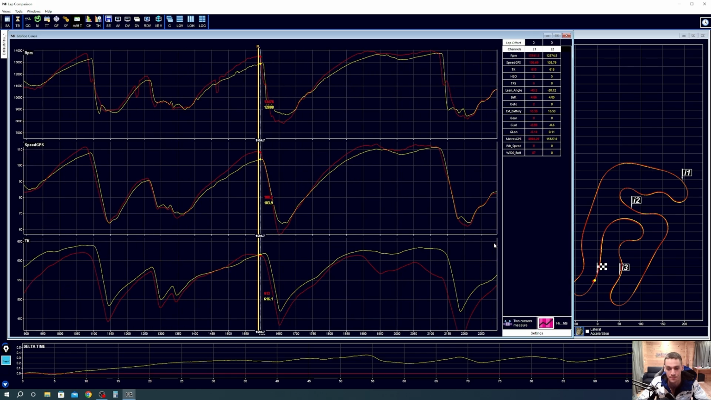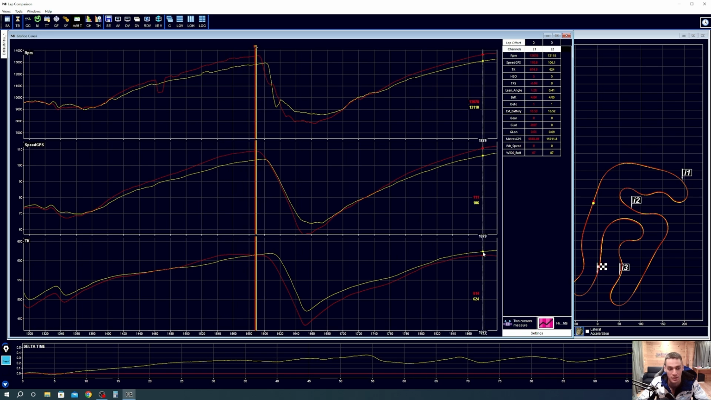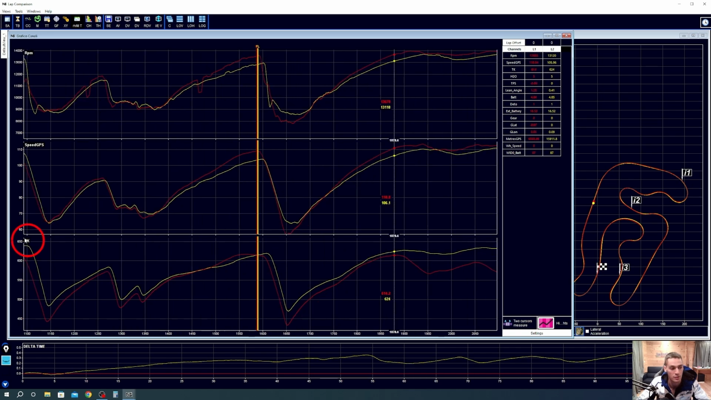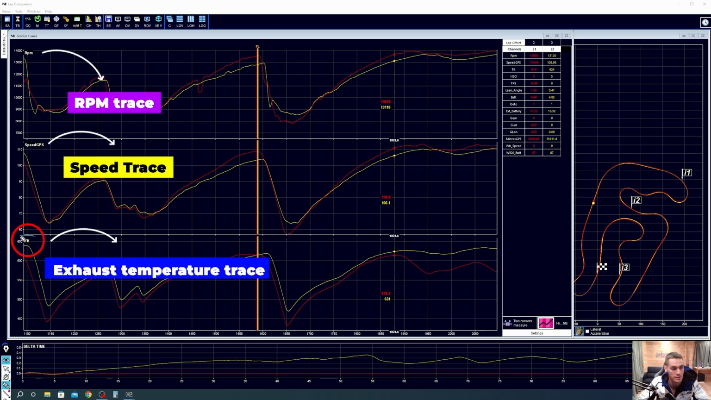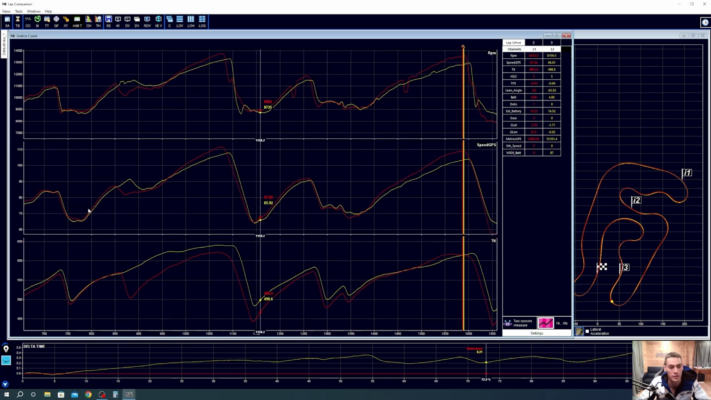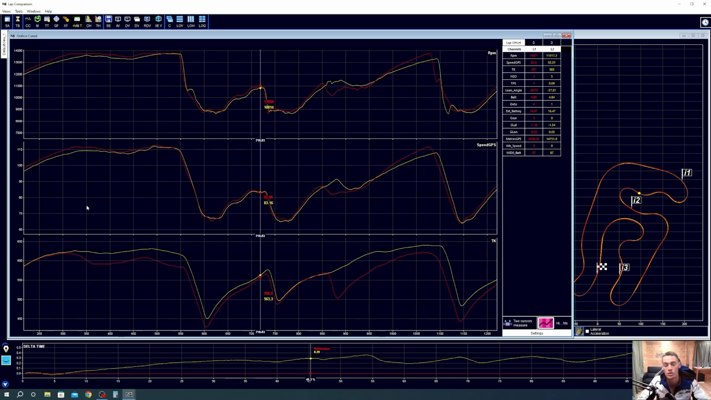It's a bit hidden here, I don't know if you can see that, in this exact area. Actually, let me mark it for you so you can see it's this one. This is the RPM graph and this is the speed graph. Considering that, I wanted to quickly show you how the exhaust temperature changes throughout the lap. But before doing that, let's explain what the exhaust temperature sensor is all about.